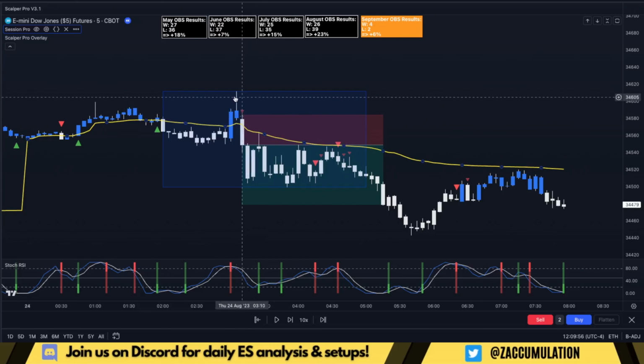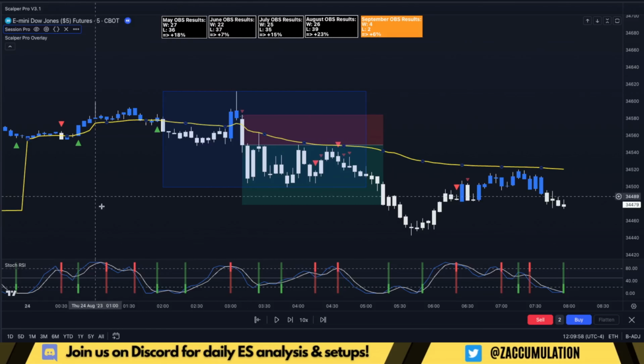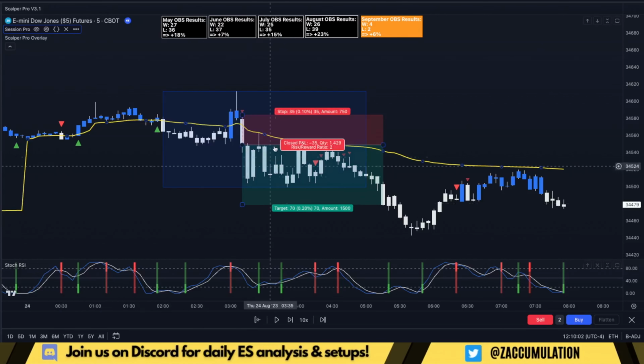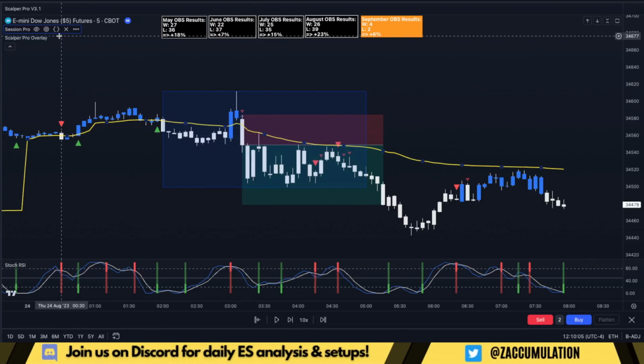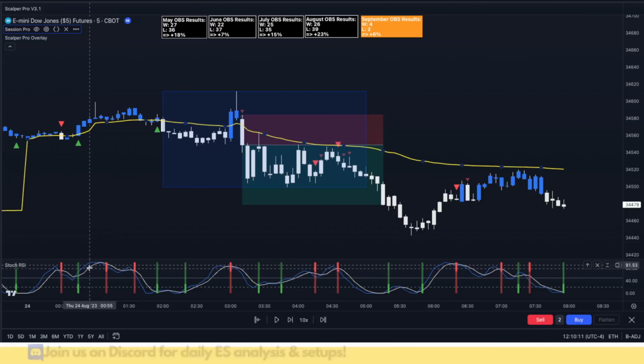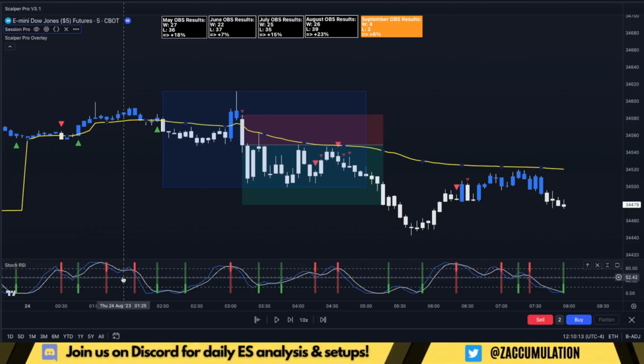So it's really up to you if you want to use the Scalper Pro overlay, or if you just want to use the stochastic RSI and ignore the signals or not have them on your chart at all. Really, the Scalper Pro overlay makes your life a lot simpler, but I still like to keep the stochastic RSI on to prepare myself prior to the entry, because right here I can already see that a possible short entry could be coming up.